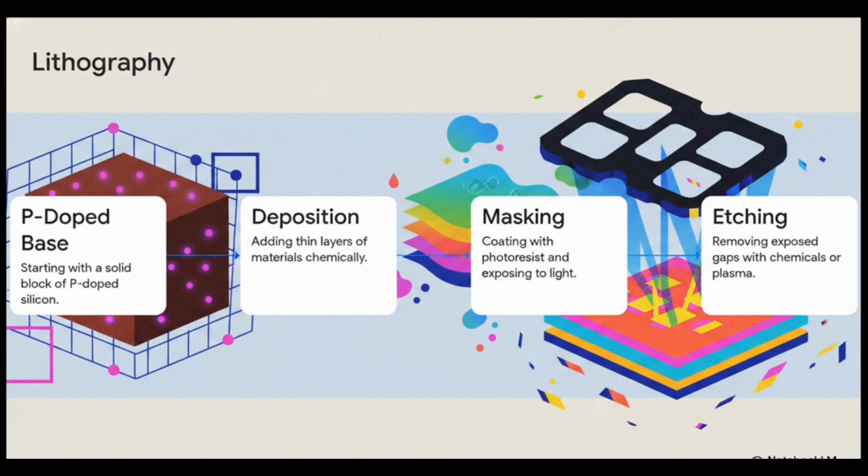Then, through chemical deposition, we add super thin layers of materials. We coat it in a light-sensitive chemical called a photoresist, shine a light through a mask to expose really precise patterns, and then use chemicals or hot plasma to etch away all those exposed gaps. By repeating this layering and etching over and over, we literally sculpt microscopic structures right into the silicon. And by shrinking these patterns over the years, we've drastically increased transistor density. That density is the absolute key to boosting modern processing speeds while somehow keeping power efficiency high.